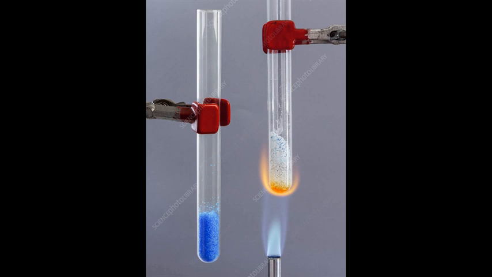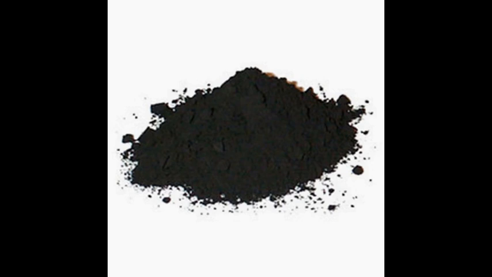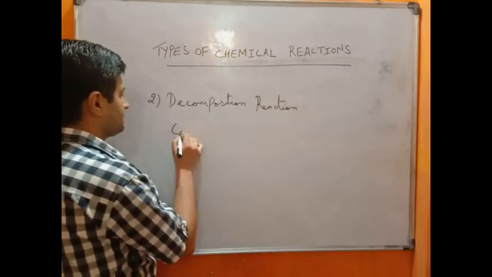Similarly, when we heat copper sulfate salt, it loses water of crystallization and becomes colorless. If we continue to heat it, it further decomposes to become copper oxide, which is black in color, and two gases come out along with it, that is sulfur trioxide and sulfur dioxide.